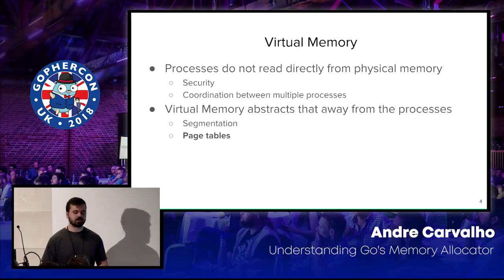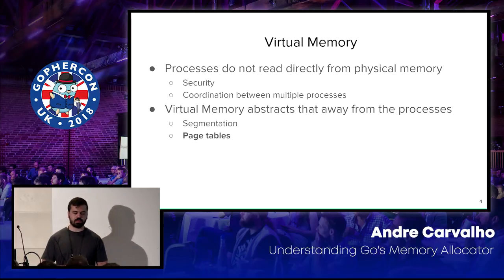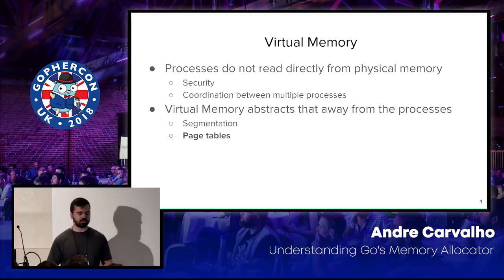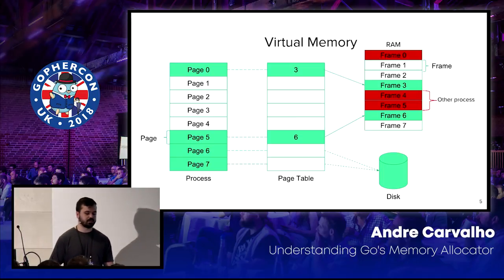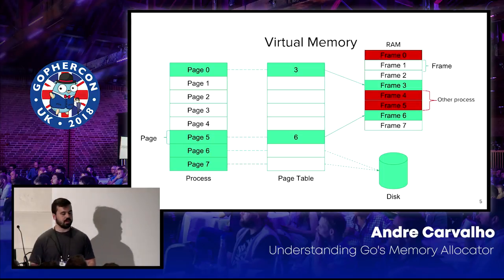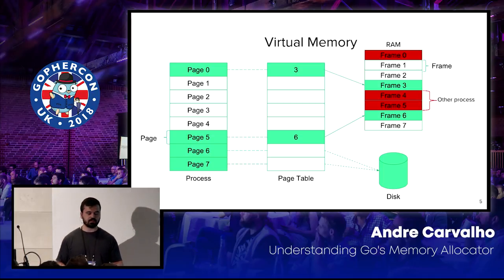So virtual memory is the concept that abstracts that away from the process. The process has a virtual view of the memory that's available. And there are several ways to implement virtual memory. The most important ones are segmentation and page tables. Page tables being the most common one, this is the one that we are going to see next. So here on this slide, you can see how virtual memory works. On the left, we have a process that's running. Its memory space is divided into pages. Each page is usually 4K bytes, but that can change.